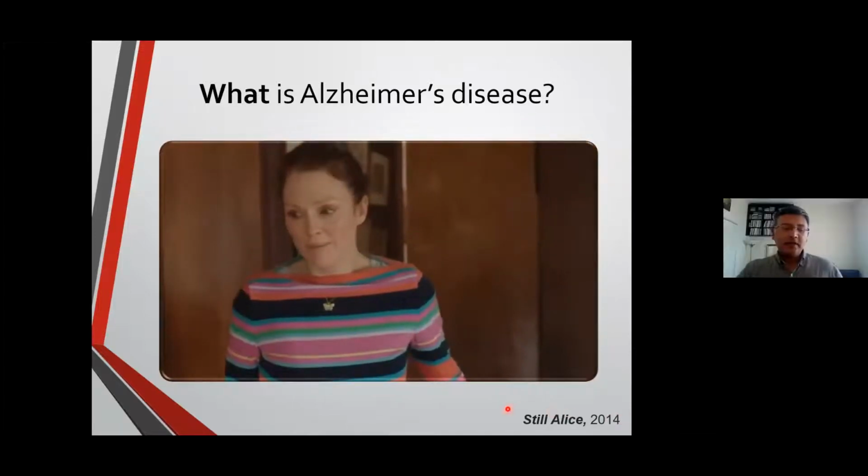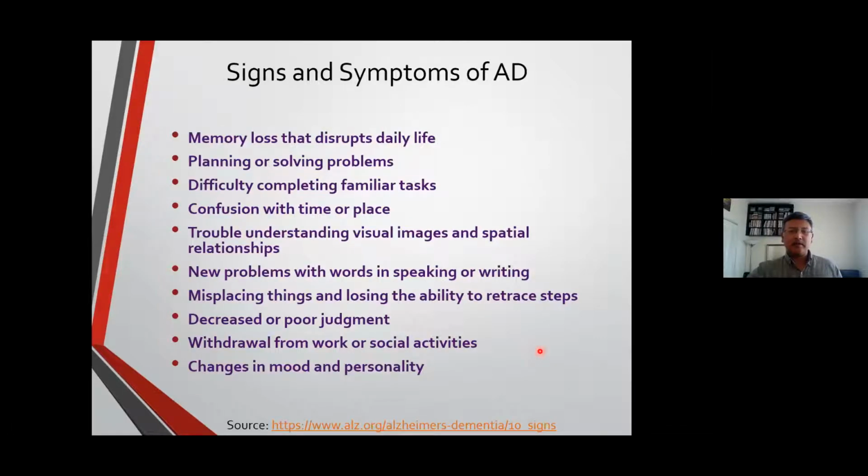So there, you saw that she went down to look for the toilet, but she could not. So that's one of the first symptoms of Alzheimer's disease. People usually get lost in their own homes, and this was truly captured in the way she was trying to look for the bathroom here.